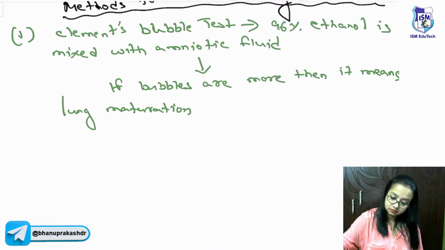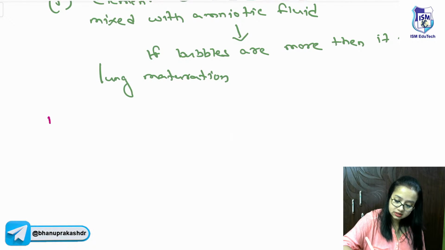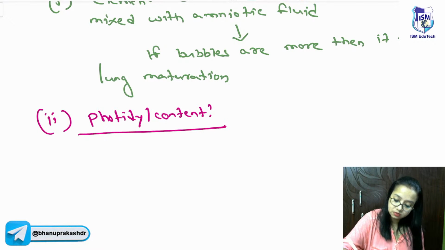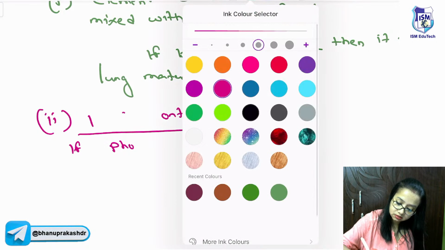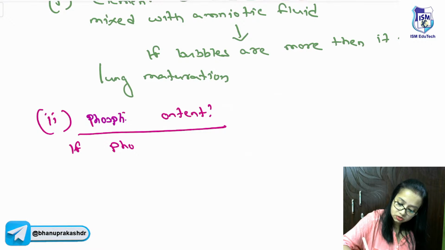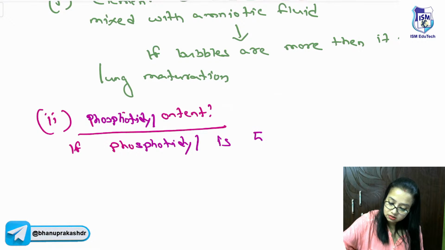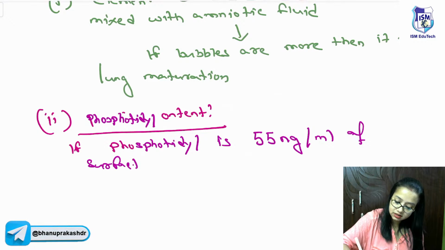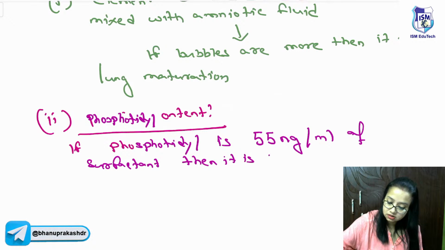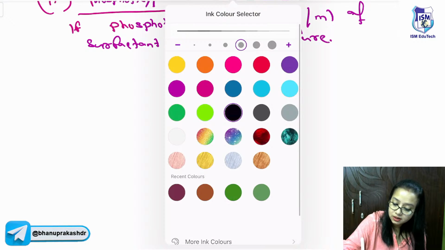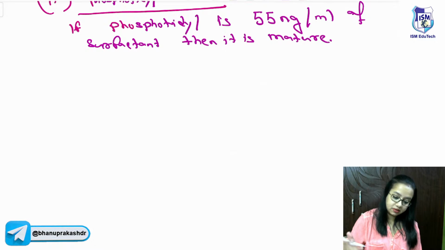Another way is to study the phosphatidylcholine content. So, if the phosphatidylcholine is 55 ng per ml of surfactant, then it is mature. Means the lung is secreting and synthesizing mature surfactant, in which case the fetus after birth will not run the risk of having atelectasis.